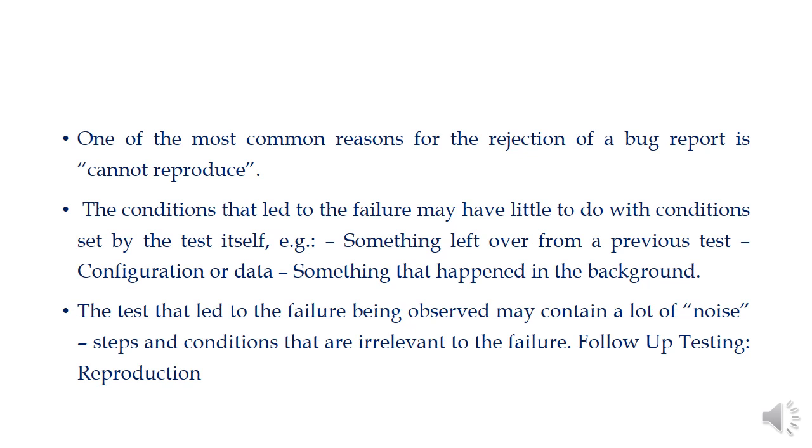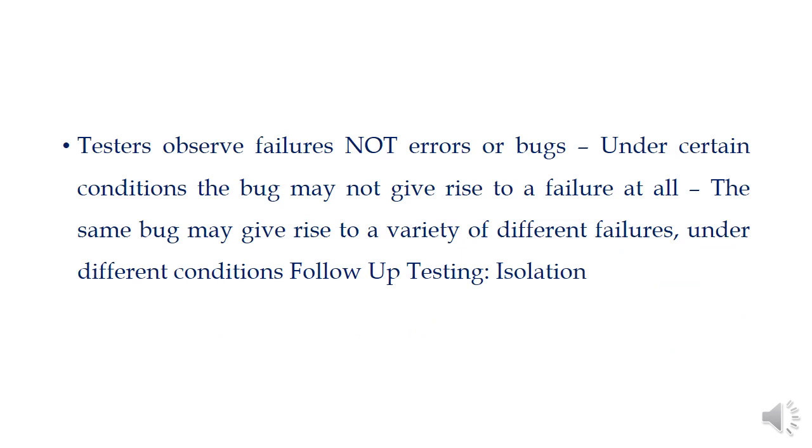One of the most common reasons for the rejection of a bug report is that it cannot be reproduced. So the term is very important. It has to be reproduced, and only then can you identify the bug and rectify it. The conditions that lead to the failure may have little to do with the conditions set by the test itself. For example, something left over from the previous test, configuration or data, or something that happened in the background. The test that led to the failure being observed may contain a lot of noise, steps and conditions that are irrelevant to the failure. Follow-up testing and production.